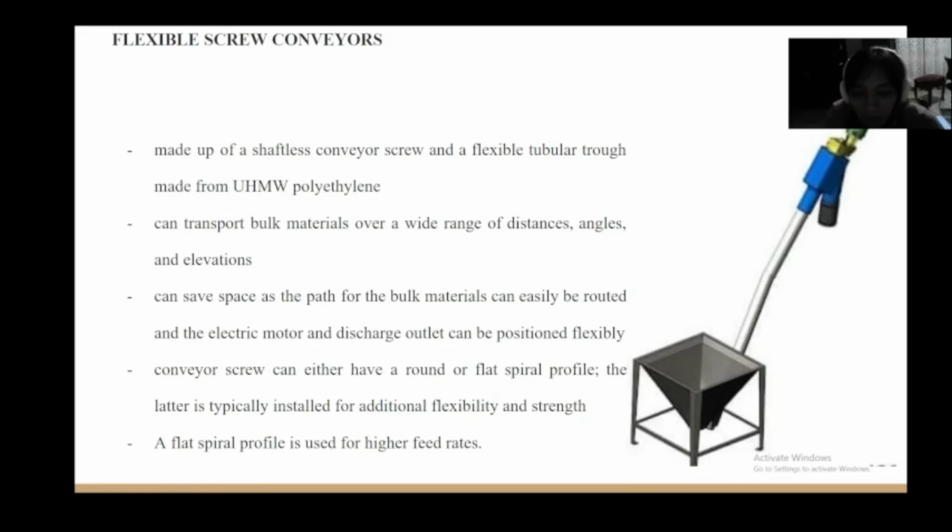The conveyor screw can either have a round or flat spiral profile. The latter is typically installed for additional flexibility and strength. A flat spiral profile is used for higher feed rates.